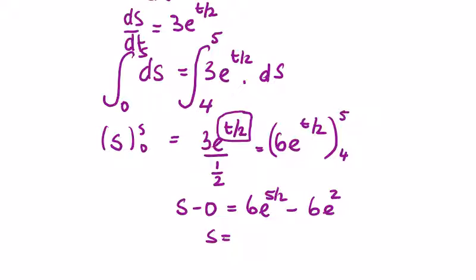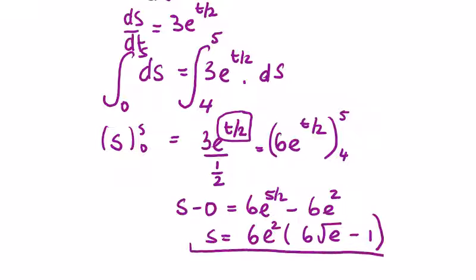So s is equal to, I suppose we could just type this into our calculator. We could factor out 6e squared, and it's going to be 6e to the power of a half, or 6 by the square root of e, minus 1, or some version of this. Type this into your calculator to get the distance travelled to save me a bit of time.